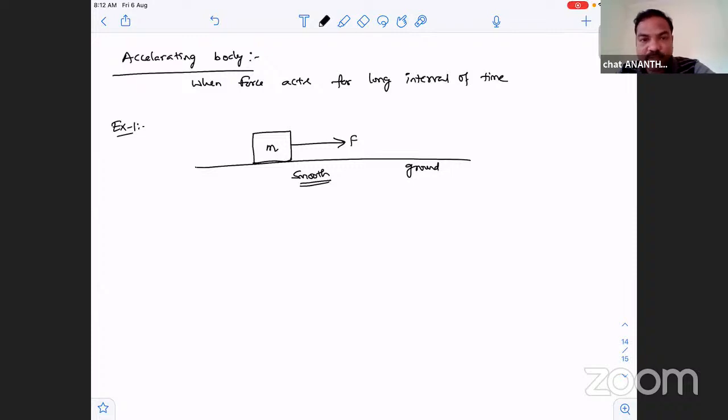Then what happens? How will the object move? Will the object move towards right or left? Only one force I'm applying towards right. So does the object move in rightward direction or leftward direction? Obviously rightward. This is very simple.